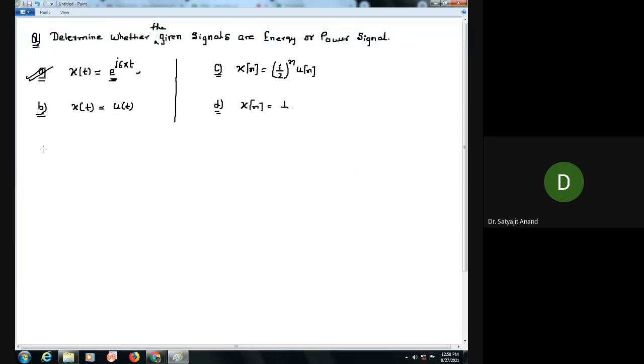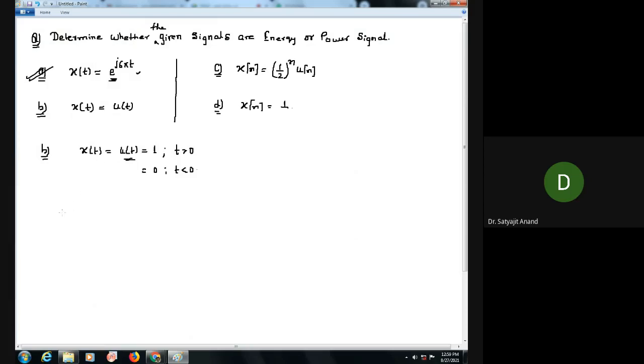So for the B part, if you consider this B, x(t) equals u(t). You understand this function? u(t) is the unit step function. This I have already covered in my previous to previous class. This is 1 when time is positive, meaning t is greater than 0, and this is 0 when t is lesser than 0.